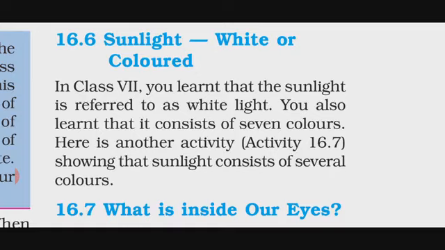Seven colors. You may have learned about VIBGYOR. That's violet, blue, green, yellow, indigo, orange, and red. So these are the seven colors which light is made up of.